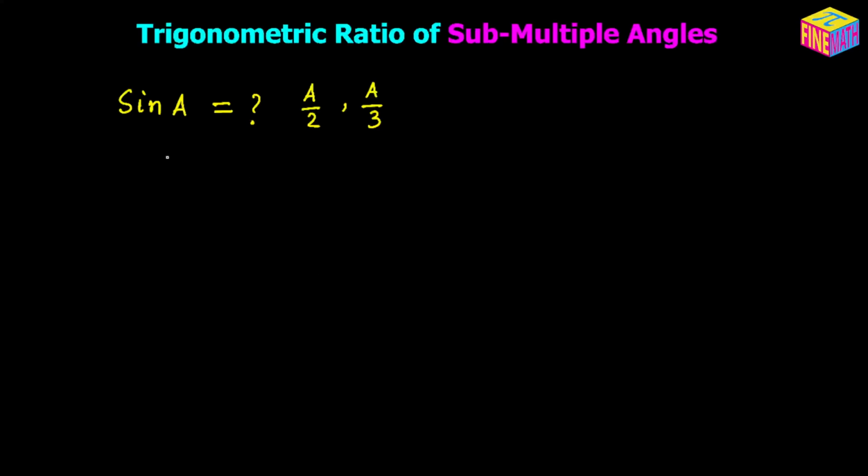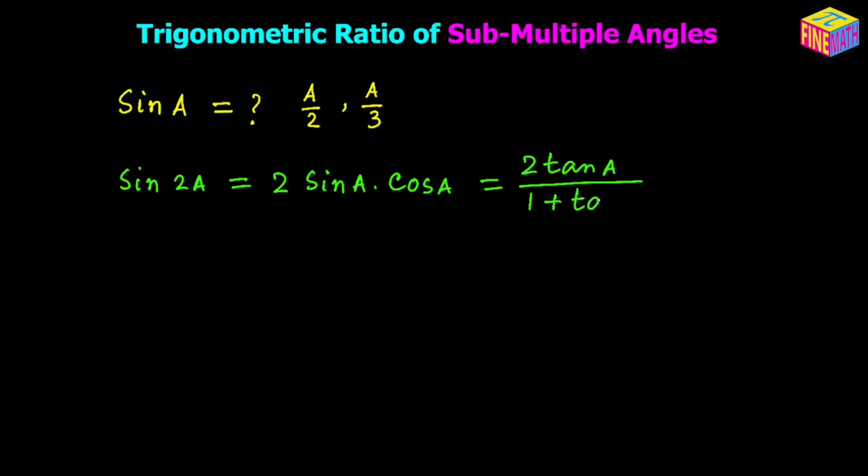So you want to express the trigonometric ratio of A in terms of half of A, or maybe 1/3 of A, right? In a previous video, we have derived the value of sine of 2 times A. So what was the value of sine of 2 times A? Well, we saw that it was 2 times sine of A times cosine of A, and also we saw that it was equal to 2 times tangent of A over 1 plus tangent square of A.